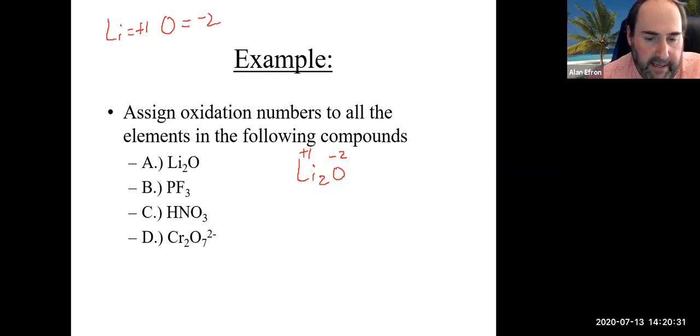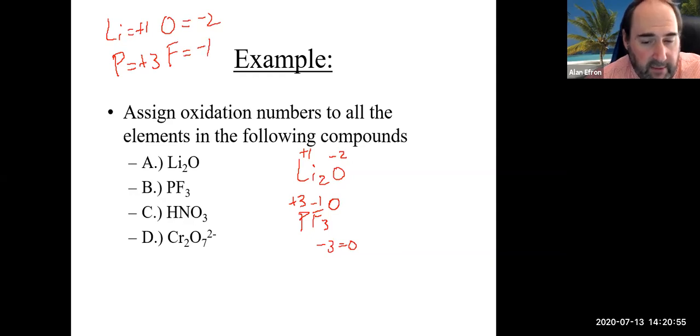Looking at B there, PF3, fluorine is always going to be -1. -1 times 3 gives you -3. Overall charge here is 0, which means the phosphorus in this case is going to be +3. So the phosphorus here would be +3. The fluorine would again be -1, not -3, not the grand total.